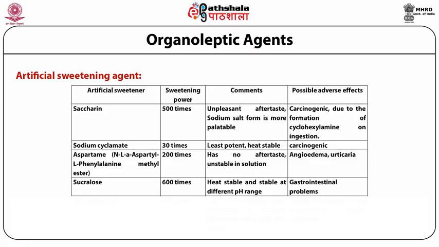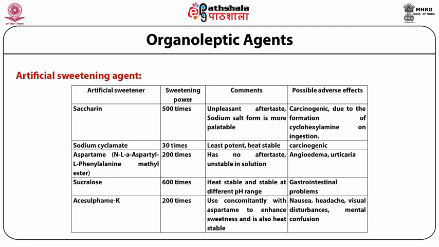Next agent is sucralose, that is 600 times sweeter than sucrose. It is heat stable and stable at different pH ranges, and it produces some gastric troubles. Another agent is acesulfame K, that is 200 times sweeter. It is used concomitantly with aspartame to enhance sweetness and is also heat stable. But possible adverse effects associated include nausea, headache, visual disturbances, and mental confusion.